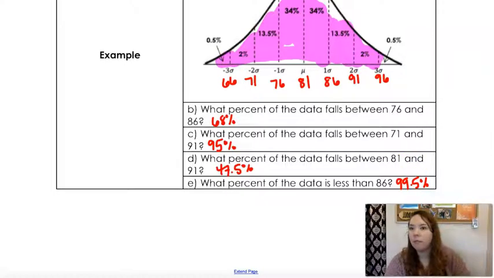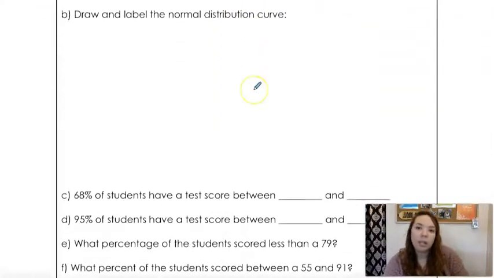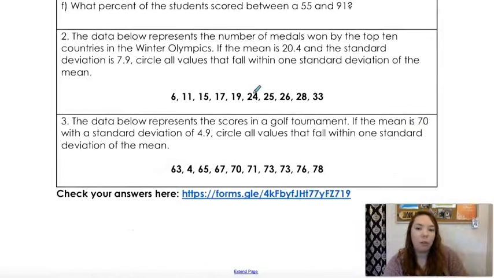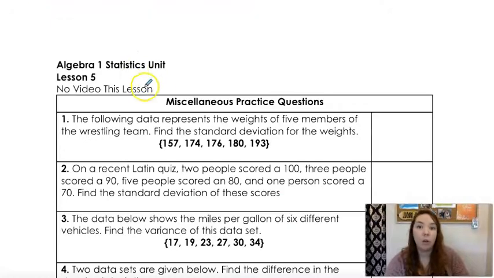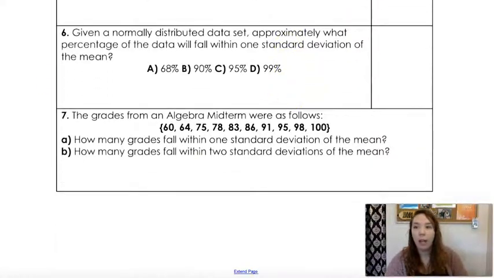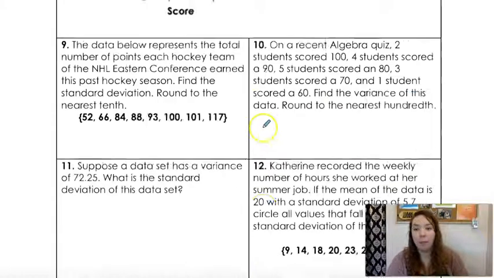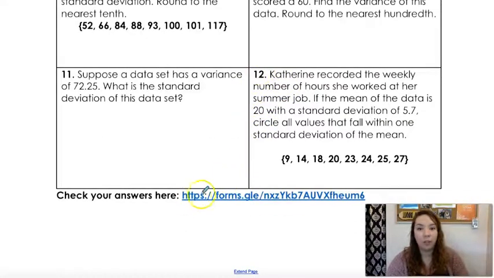All right. Then this page is for you to practice on your own with 1, 2, and 3, and then there's a form for you to check your answers. And then lesson 5, there's not a video for it. It's just miscellaneous practice questions. You've already seen all of the content, so there is no video for lesson 5. But at the very bottom of lesson 5, after the 12th question, there is a form for you to check those 12 answers as well.